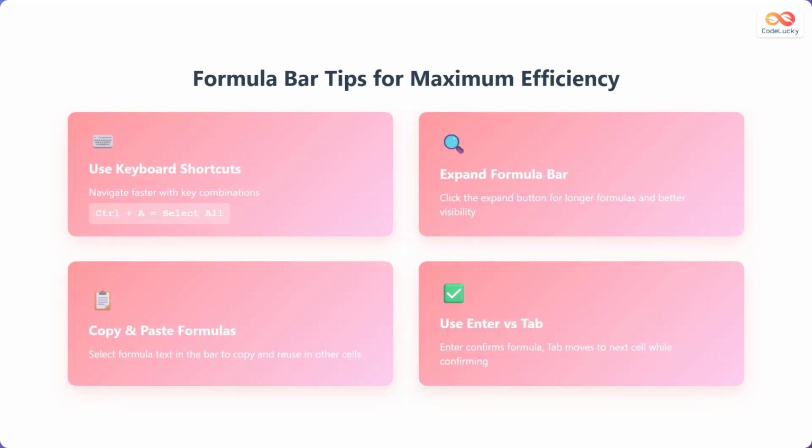Here are some formula bar tips for maximum efficiency. First, use keyboard shortcuts to navigate faster. For instance, Ctrl+A selects all. Second, expand the formula bar by clicking the Expand button for longer formulas and better visibility. Third, select the formula text in the bar to copy and reuse it in other cells. Fourth, use the Enter key to confirm a formula, or use the Tab key to move to the next cell while confirming the formula.